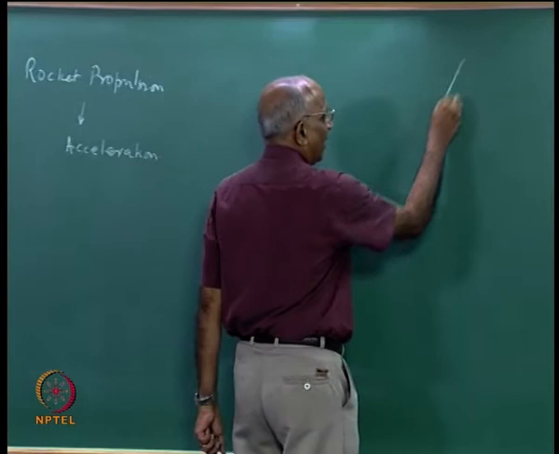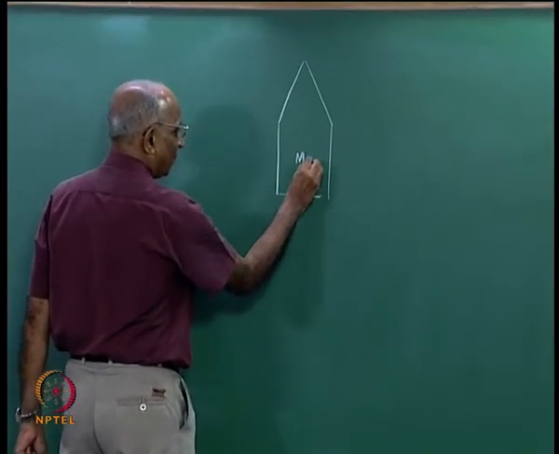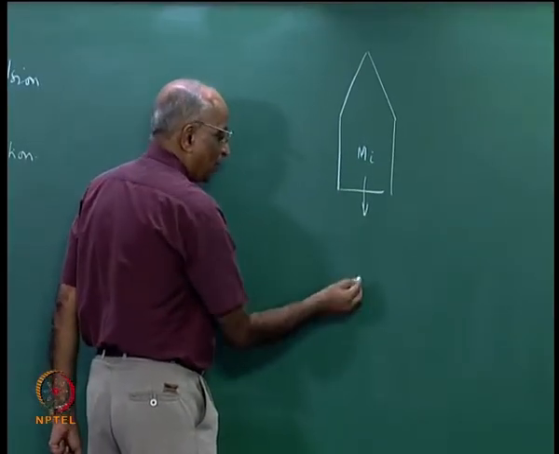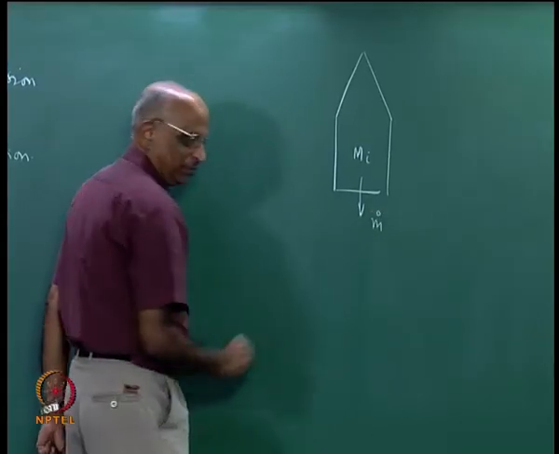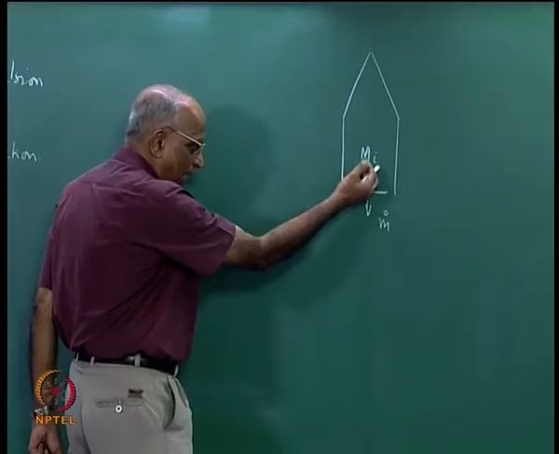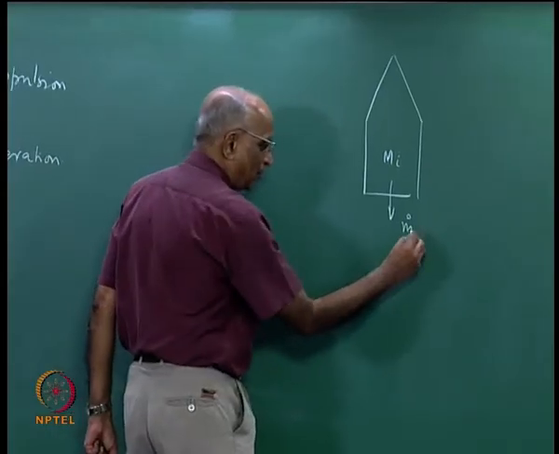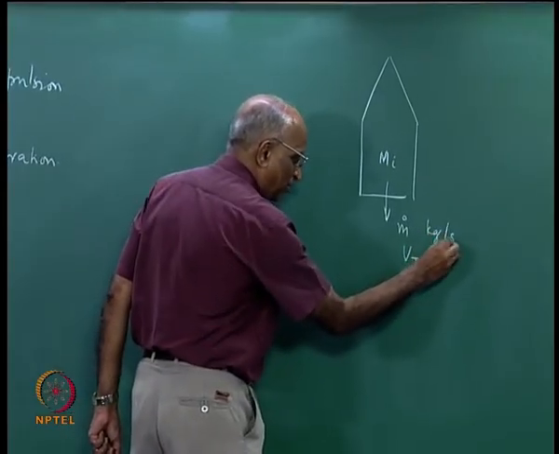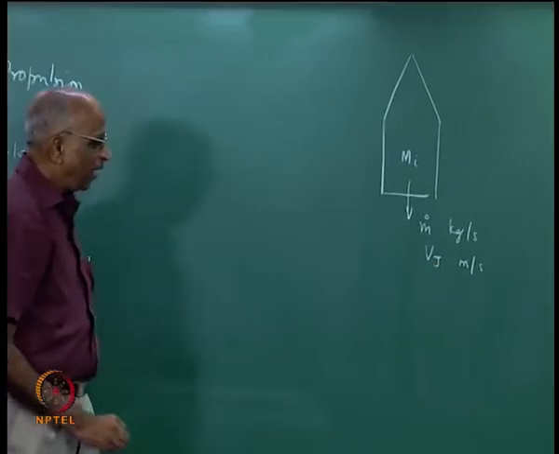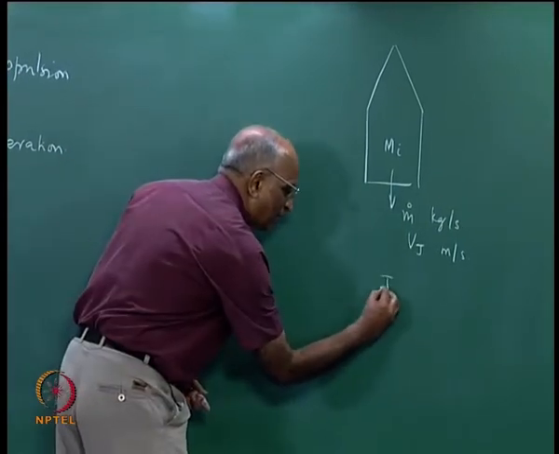Let us say I have a rocket whose initial mass is mi, and let us say it allows mass flow rate out of the nozzle at the rate m dot. Let us also assume that the efflux leaves the nozzle at velocity Vj. Let us put the units together: m dot so many kilograms per second, Vj so many meters per second. I want us to be able to calculate the initial acceleration of this rocket.